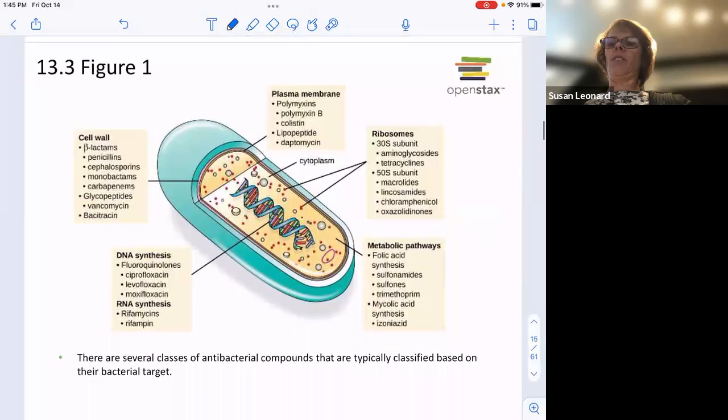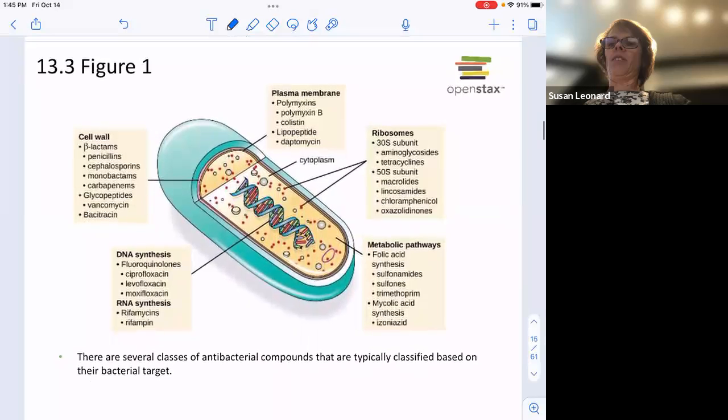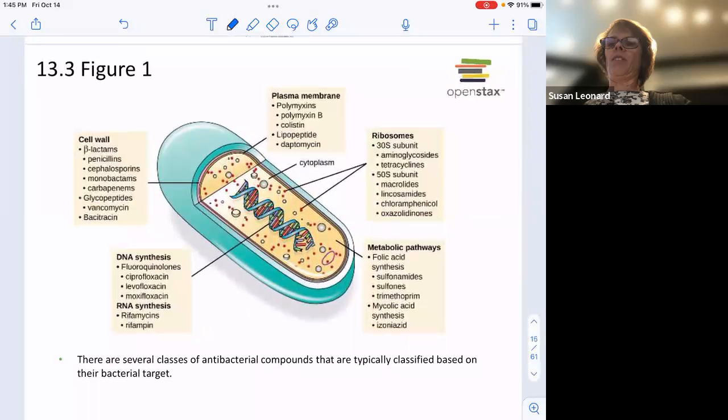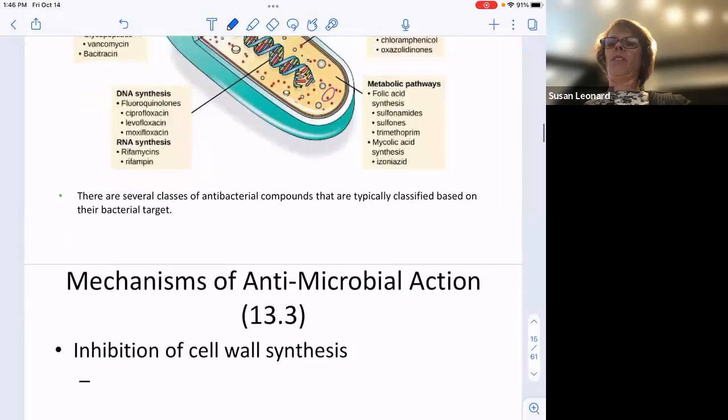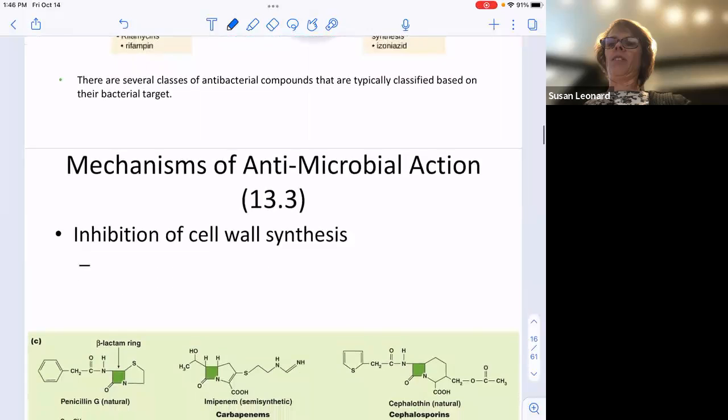Okay, so then we start thinking about the mechanisms. When I went through this today, I realized this is pretty much the same slide that I showed you a little bit ago that listed all the drugs and the different mechanisms. This shows the targets of the bacterial cell, but it's pretty much the same thing. Again, that's just your OpenStax picture.